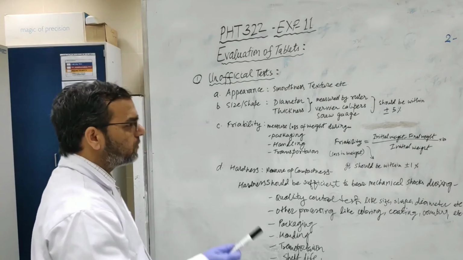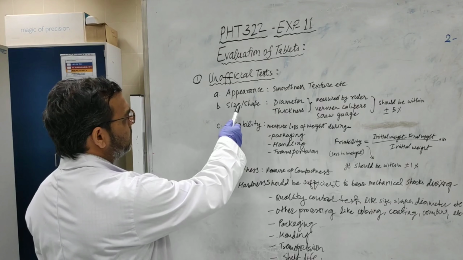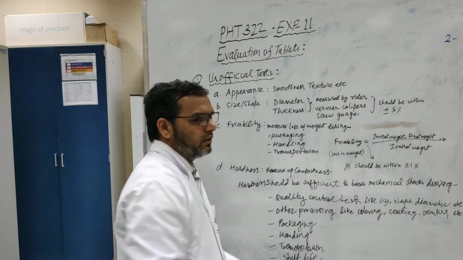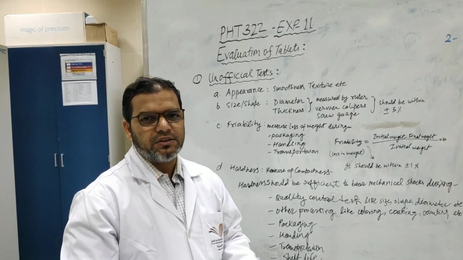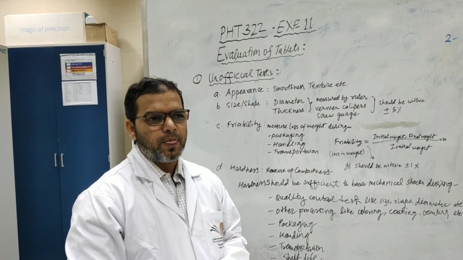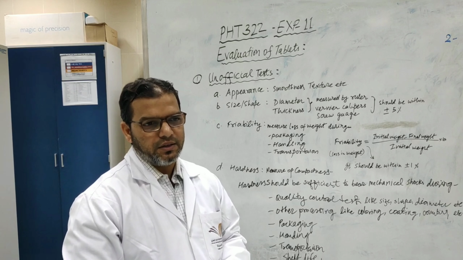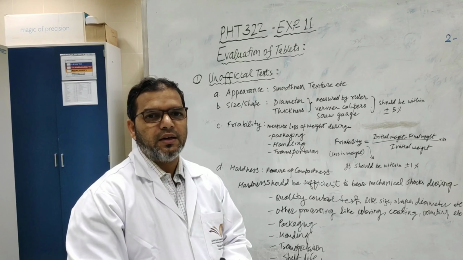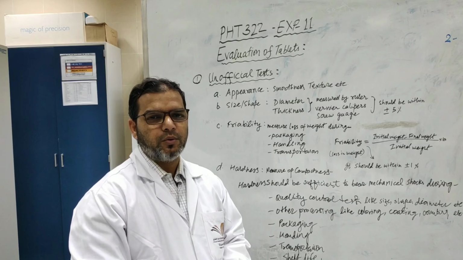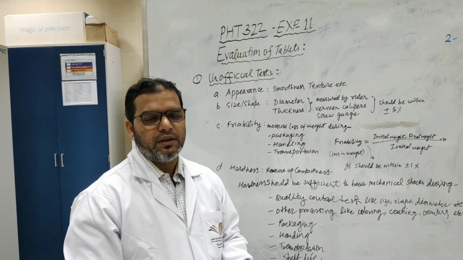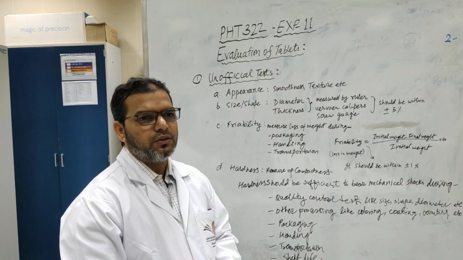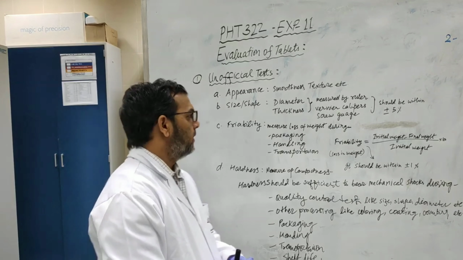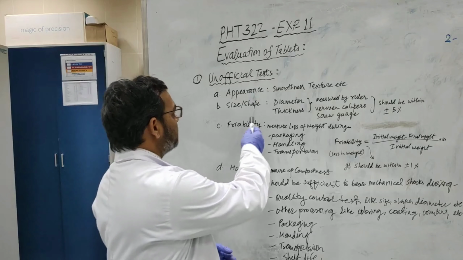In the official test we have appearance of the tablet. So we are going to see the smoothness of the tablet, the texture of the tablet, whether it is good or bad, rough or smooth. And then color also: if it is a colored tablet, is the color uniform or not, is there any mottling. This is what you are going to see in the appearance. Second thing is size and shape.